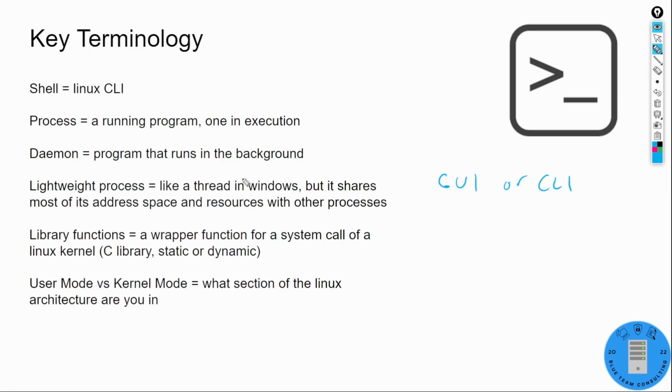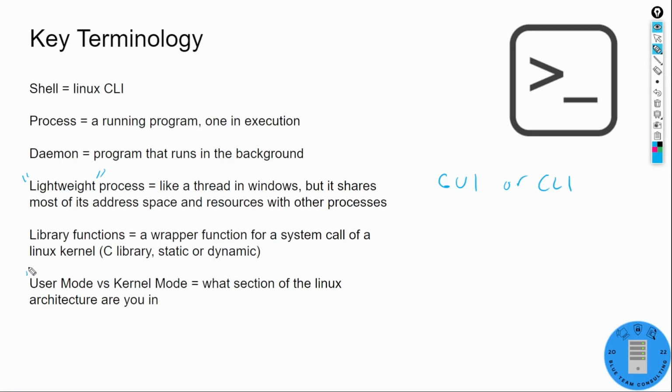Lightweight is a terminology you should be familiar with, so we have something called a lightweight process. This is kind of like a thread in Windows, but it shares most of its address space and resources with another process, so it's not really taking up address space and being heavy or needing space allocated to it, so we refer to it as lightweight. Linux operating system is very lightweight compared to Windows. Library functions are a wrapper function for a system call of a Linux kernel, so in your C library, and they can be static or dynamic.